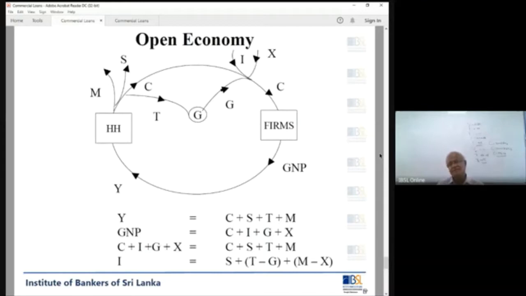Then the final model. We want to check how private investment is financed. What are the sources? S, private household savings; T minus G, government savings; M minus X, foreign savings. We don't consider these financial flows, goods flow. Then this is the full model.